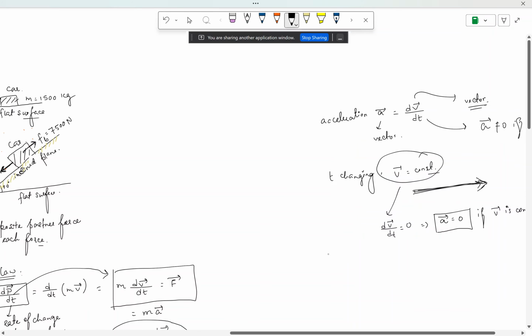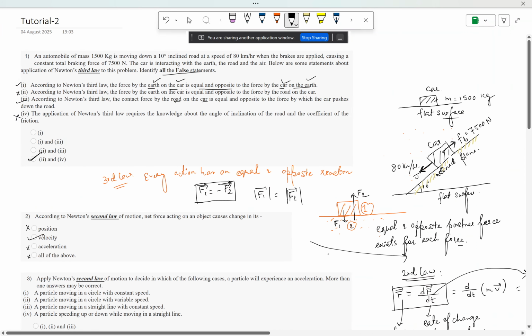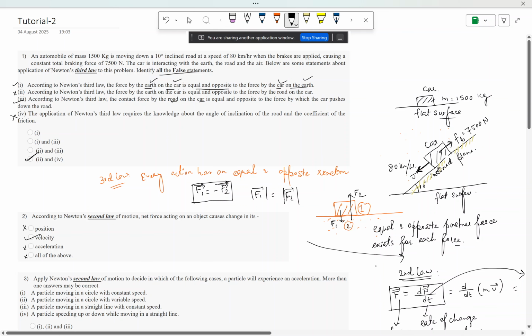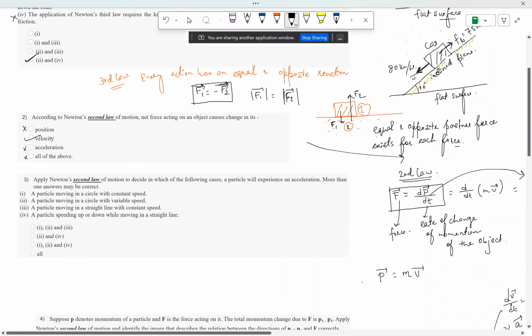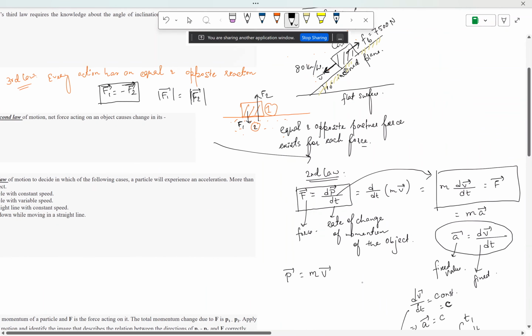So now once you have this idea, let us go to our question. It says that option number 1, a particle moving in a circle with constant speed. Will it have acceleration? Will it experience an acceleration? Give answer by Newton's second law of motion. Particle moving in a circle with constant speed.